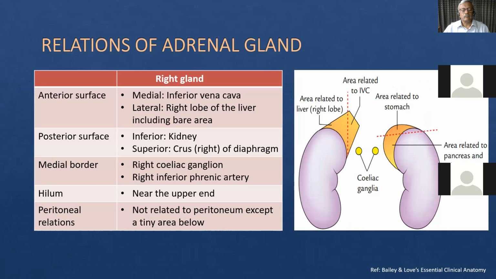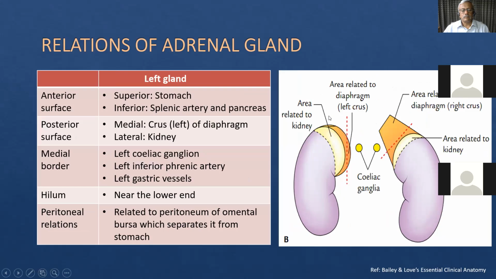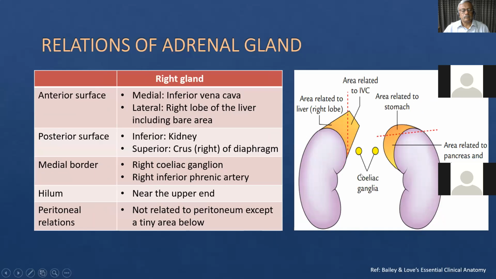Various relations of the adrenal glands. The right adrenal gland, on its anterior surface, medially is related to the inferior vena cava, and laterally it is related to the right lobe of the liver, including the bare area of the liver. Posteriorly, superiorly it is related to the right crus of the diaphragm, and inferiorly it is related to the kidney. Medially it is bounded by the right celiac ganglion and right inferior phrenic artery, and the hilum of the right adrenal gland is near the upper end.